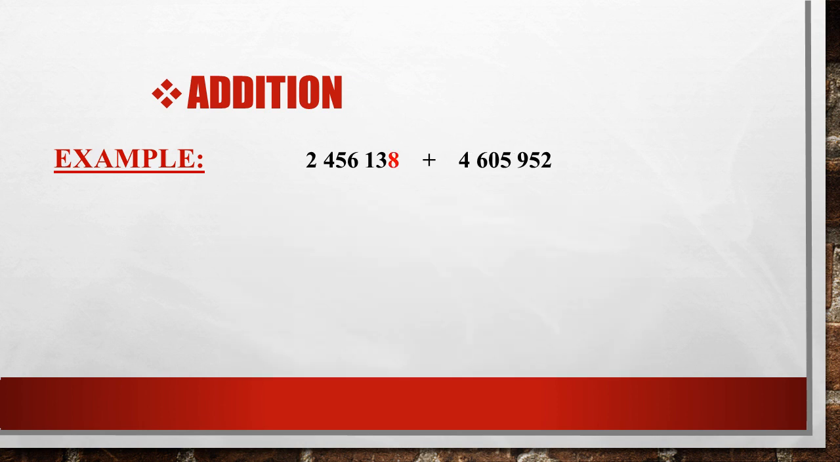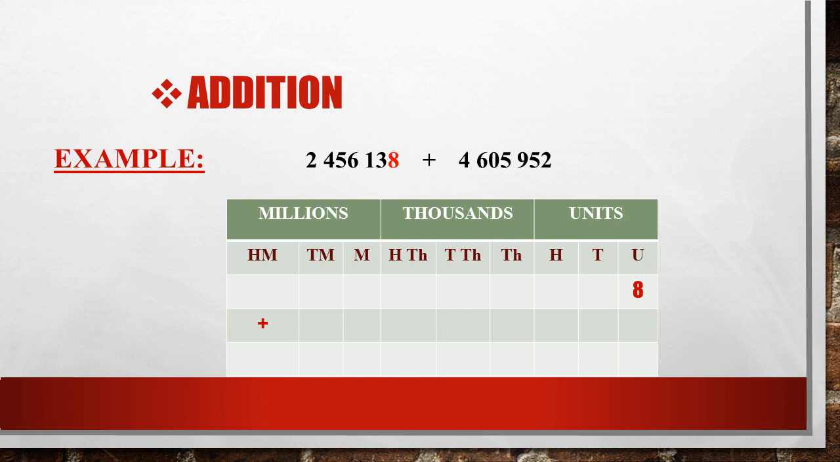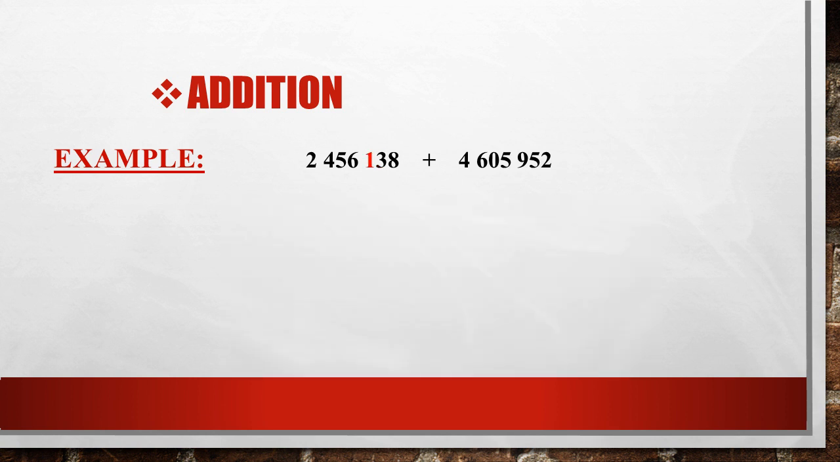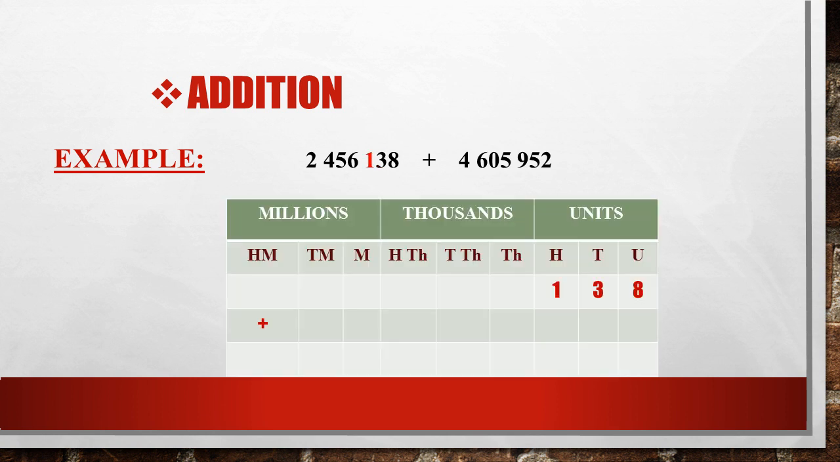As you can see, 8 is at unit place, so we will place 8 in the unit column. Now the next digit is 3 and 3 is at tens place, so we will put 3 in the tens column. Now the next digit is 1 and 1 is at 100 place, so we will put 1 in the 100 column. Next digit is 6 and 6 is at 1000 place, so we will put 6 in the 1000 column.